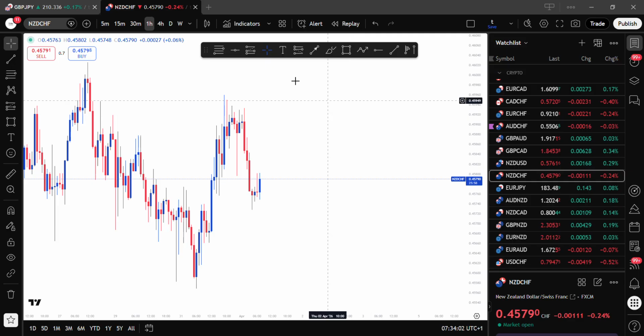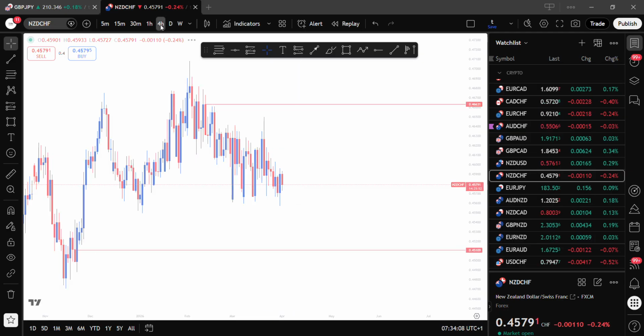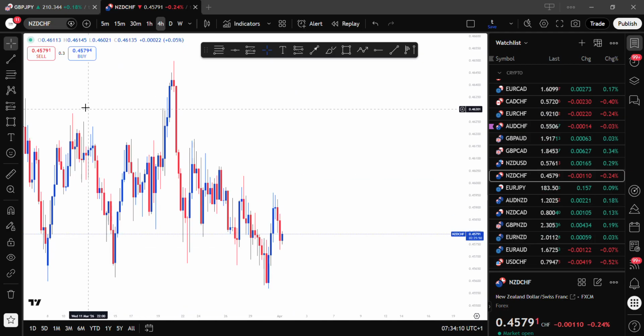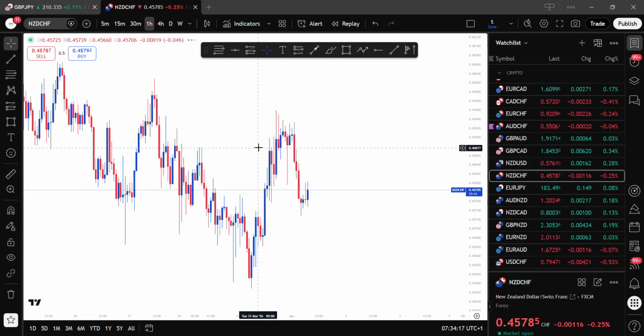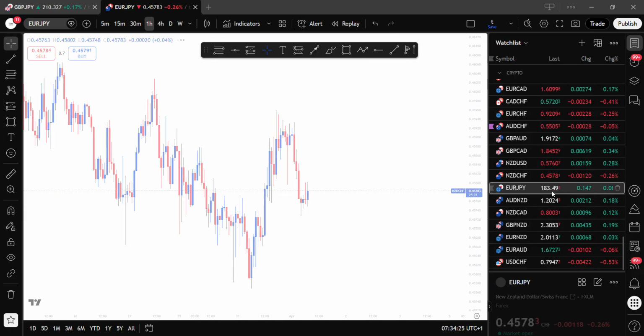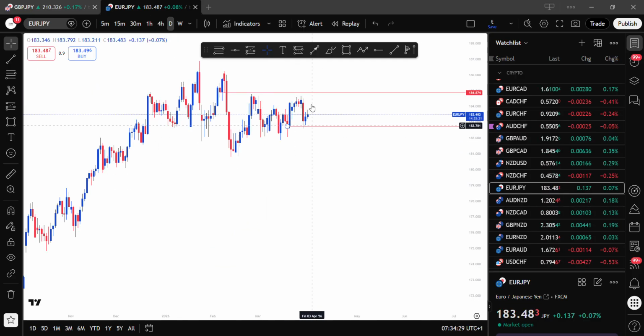On NZD CHF, we check the daily time frame. Market has been selling the whole time, so sell to this point, then a buy will start happening. On 4 hours, there was a change of character, so the market did not respect it on 4 hours, which might not go up to respect again. On 1 hour as well, the market keeps dumping. There's no entry.